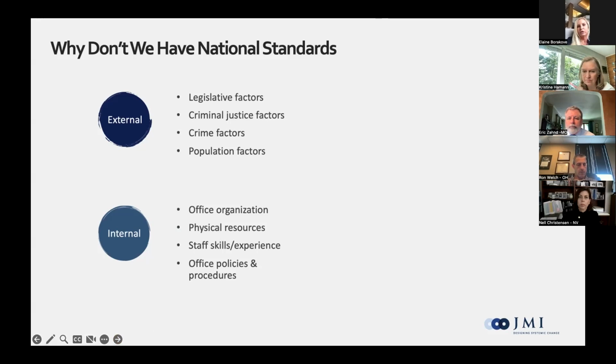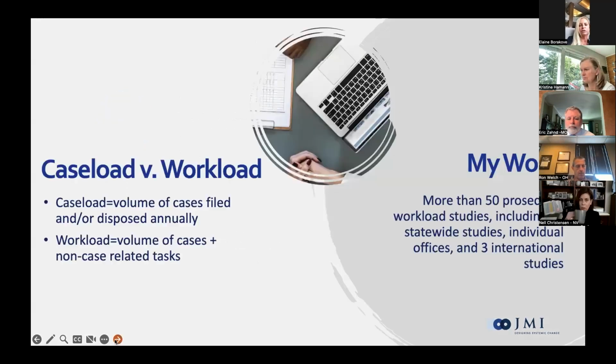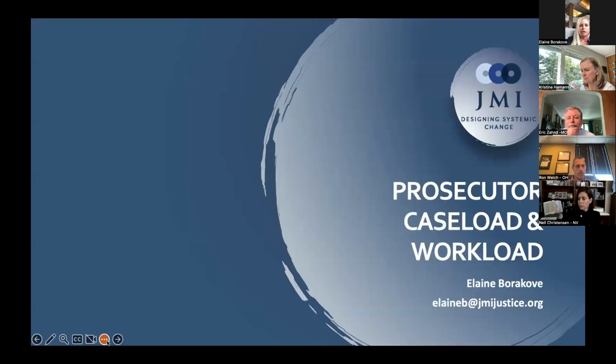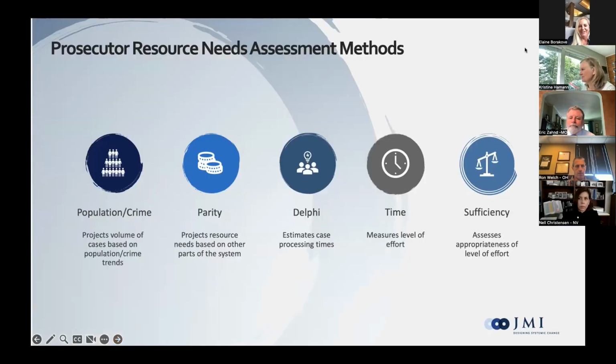And then the last one is really office policies and procedures. What kind of procedures do you have in place for screening, intake, plea negotiations? So all of those things contribute to why we don't have national standards. So I just want to briefly review with you the different kinds of methods that have been used since the 70s with Joan Jacoby.